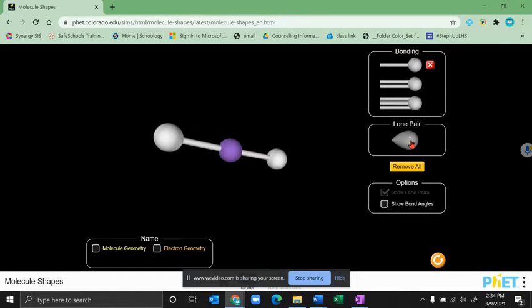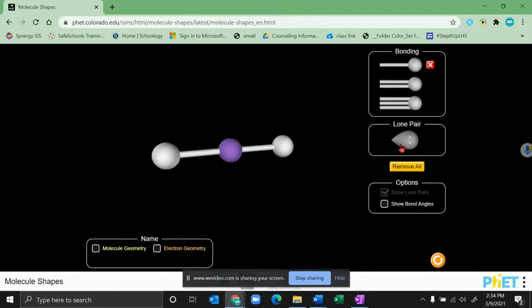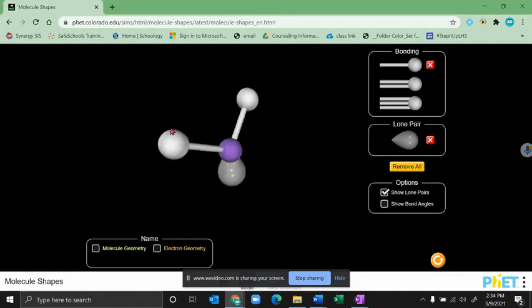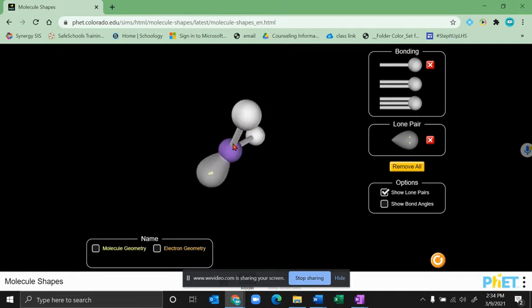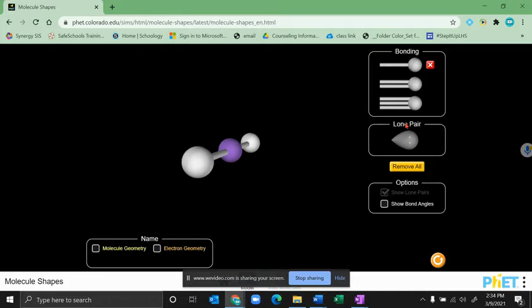Now it doesn't matter if it's bonded or if it's lone. You will notice the same thing happen when I add a lone pair on. When I add that lone pair on, there is a repulsion. No matter how much I want to put them near each other, I cannot. So the repulsion goes on with bonded and with lone pairs.